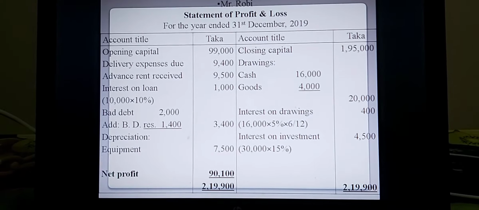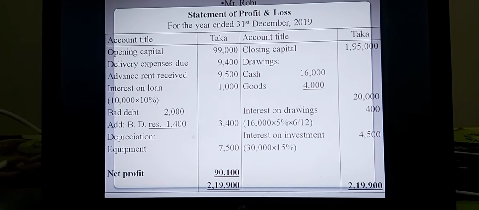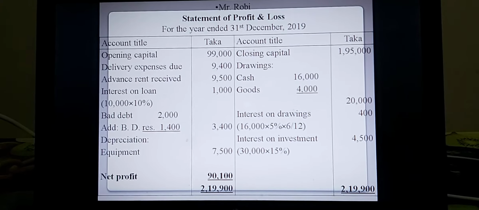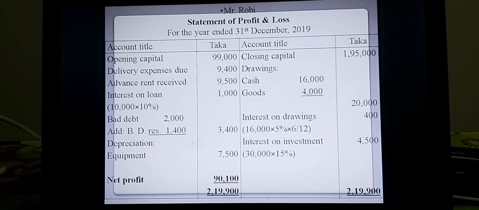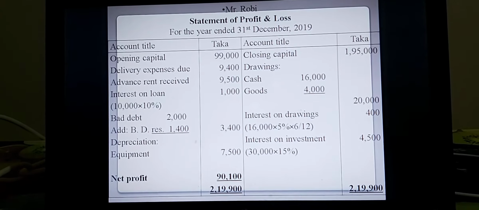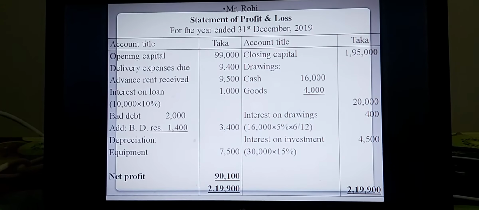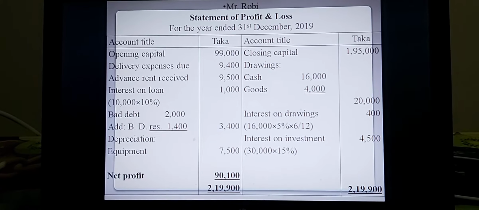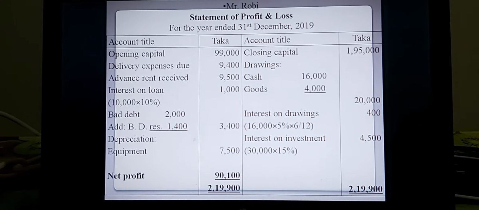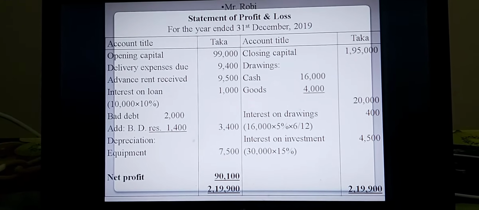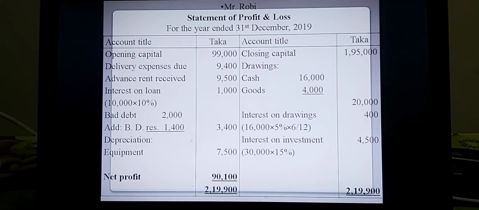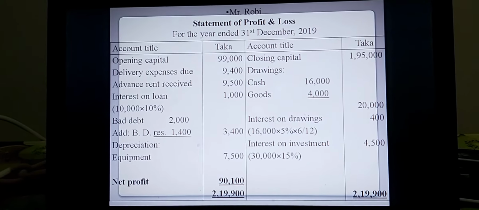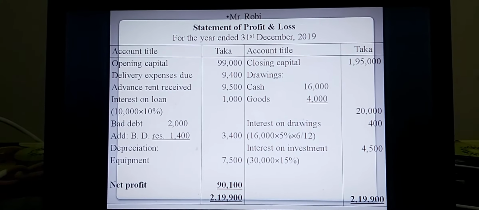From the other information you can get it. Interest on loan, on the closing loan amount, starts at 10,000, and there is 10%, so interest on loan is to be charged at 10,000 into 10%, that is the amount of taka 1,000. Bad debt, from the other information you can get it. Bad debt amount taka 2,000 and bad debt reserve taka 1,400, total taka 3,400.